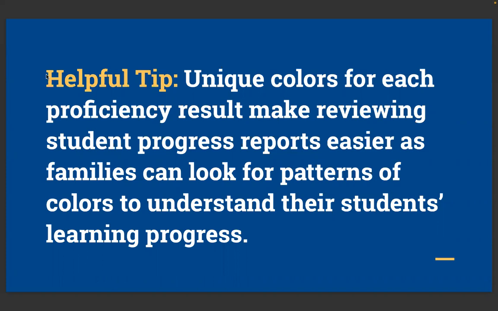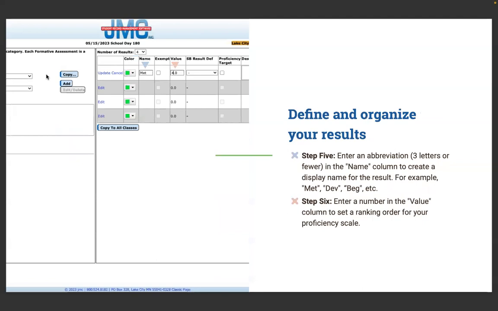It also helps along teacher conference. So step 5, enter an abbreviation, 3 letters or fewer, in the name column to create a display name for the result. And this display name will appear right inside the box when we start to score formative assessments.